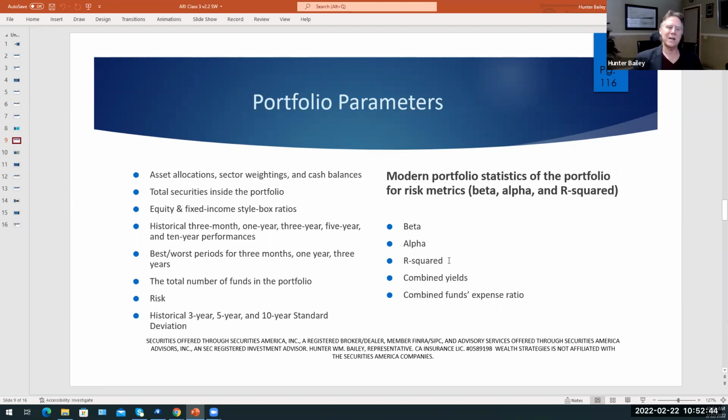R square is just telling us how similar our portfolio is to the overall market. So we want to be a little dissimilar. We don't want to be 100% the same as the overall stock market and bond market. We want to be 95, 90. I've got some clients down to 80 something, where you might have alternative investments.